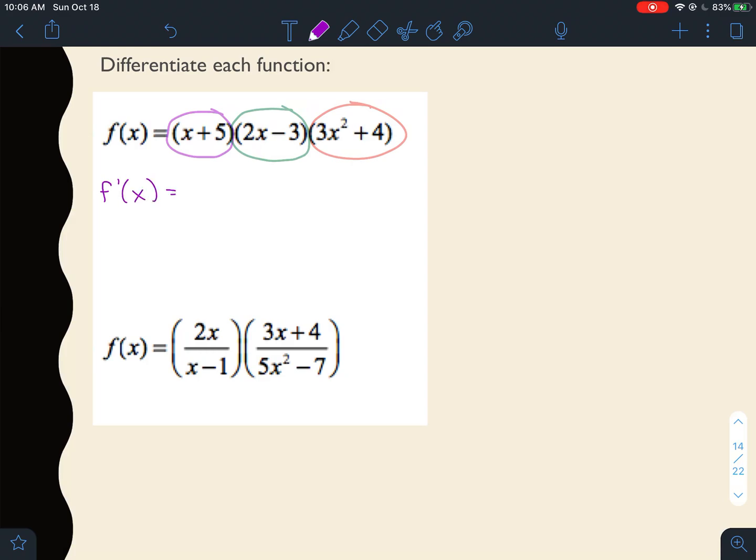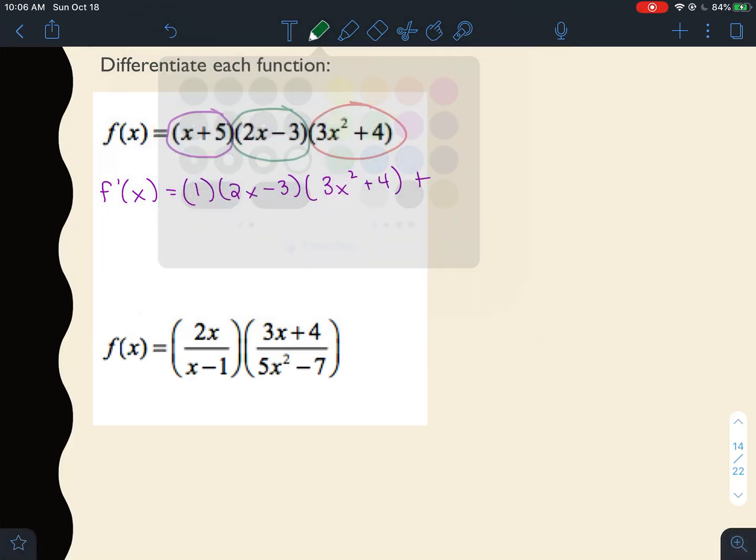So if I wanted to take the derivative of this, it's the product rule, and you're just going to think about it with three separate functions. So the product rule says take the derivative of the first and leave the second alone. Well, in this case, since there's two other ones, we're going to take the derivative of the first, which is 1, and then we're going to leave the second two functions alone. So 2x minus 3 and 3x squared plus 4. So that's taking the derivative of the first and leaving the second two functions alone.